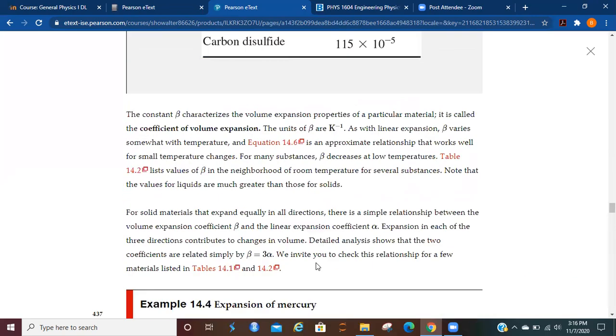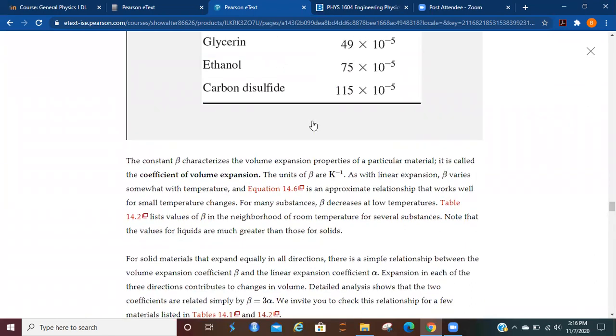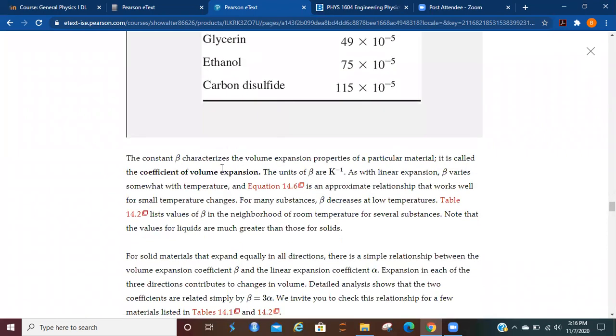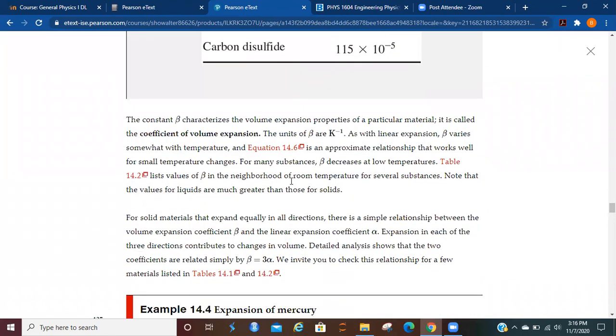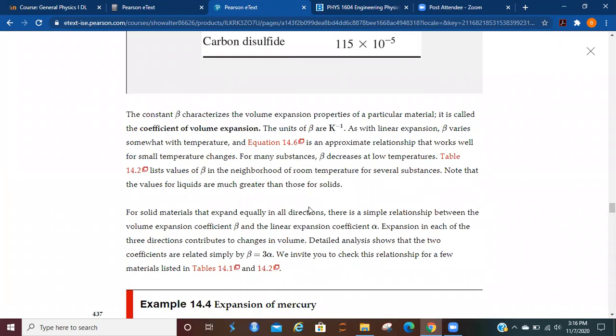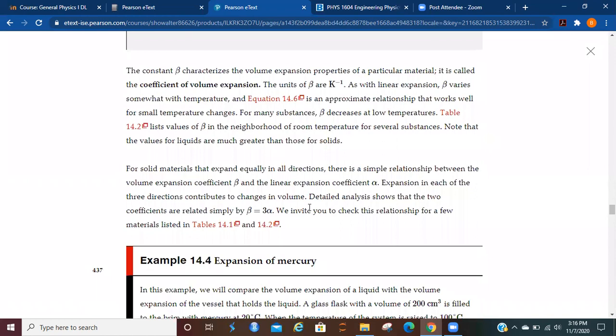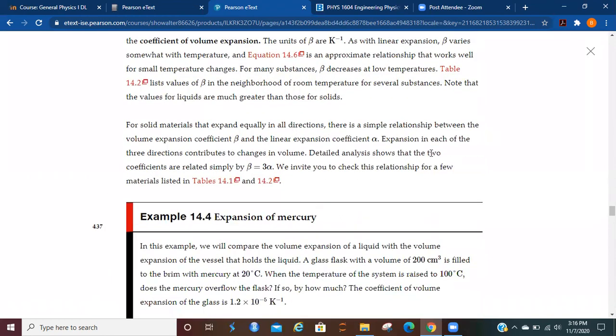Here again are some more coefficients of volume expansion. The units are the same as what they are for the linear expansion. For solid materials that expand equally in all directions, there is a simple relationship between the volume expansion coefficient and the linear expansion coefficient. And there is the relationship.